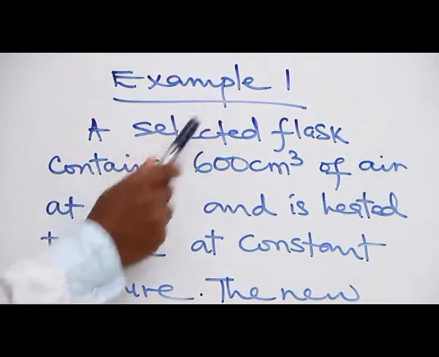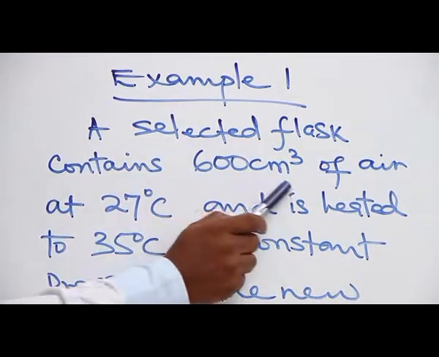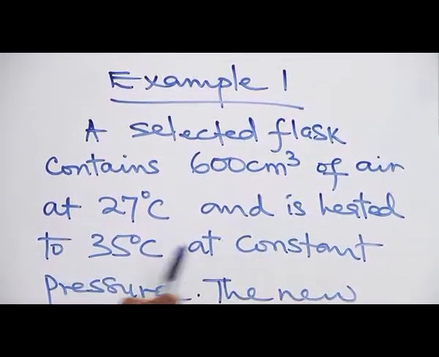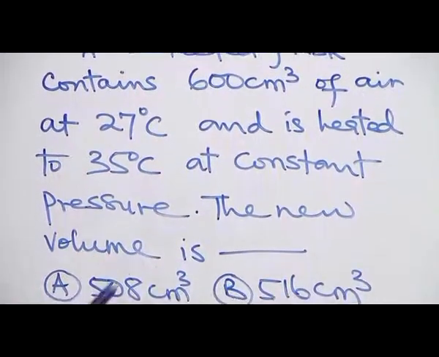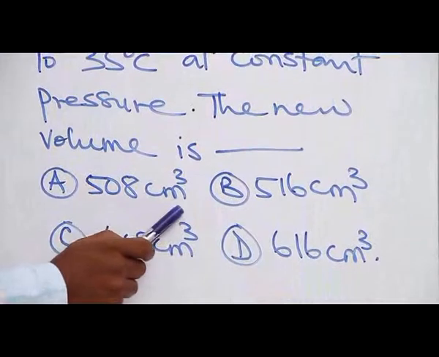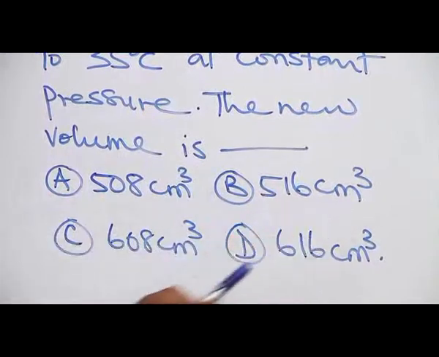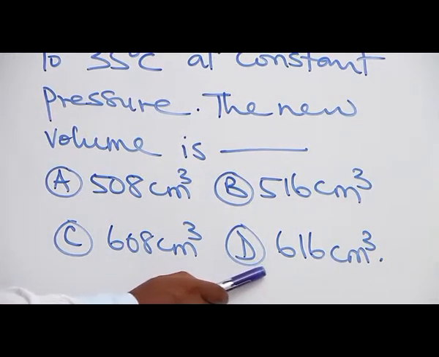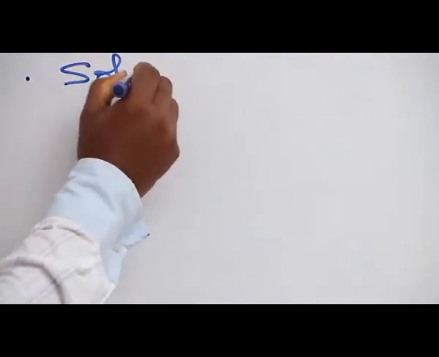Example 1. A sealed flask contains 600 centimeter cube of air at 27 degrees Celsius and is heated to 35 degrees Celsius at constant pressure. The new volume is A. 508 centimeter cube, B. 516 centimeter cube, C. 608 centimeter cube, and D. 616 centimeter cube. Solution.